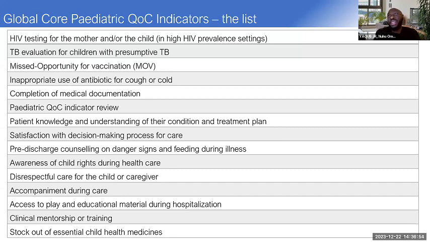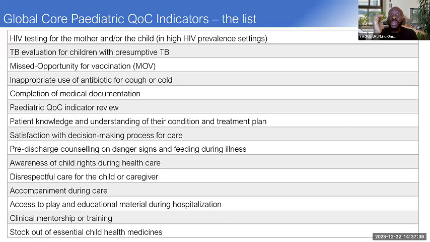Then also some work on HIV testing. There's some input which is looking at experience of care, which is opportunity for vaccination, looking at patients' knowledge and understanding of their condition, decision-making, counseling, child rights. So it cuts across both provision and experience of care, but also goes into the health system aspect, which includes: have you looked at the data? Is there an ongoing process to review the data? What are the appropriate quality of care indicators for pediatrics? And also at health system level, is there support for healthcare workers in terms of mentorship and training?